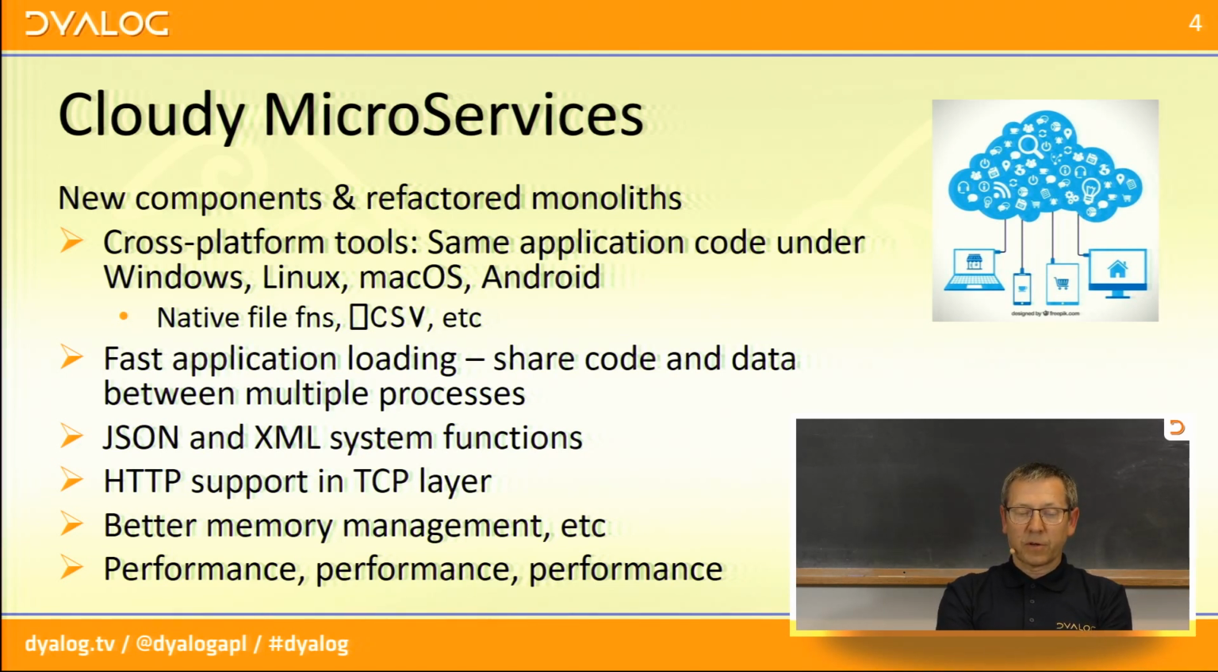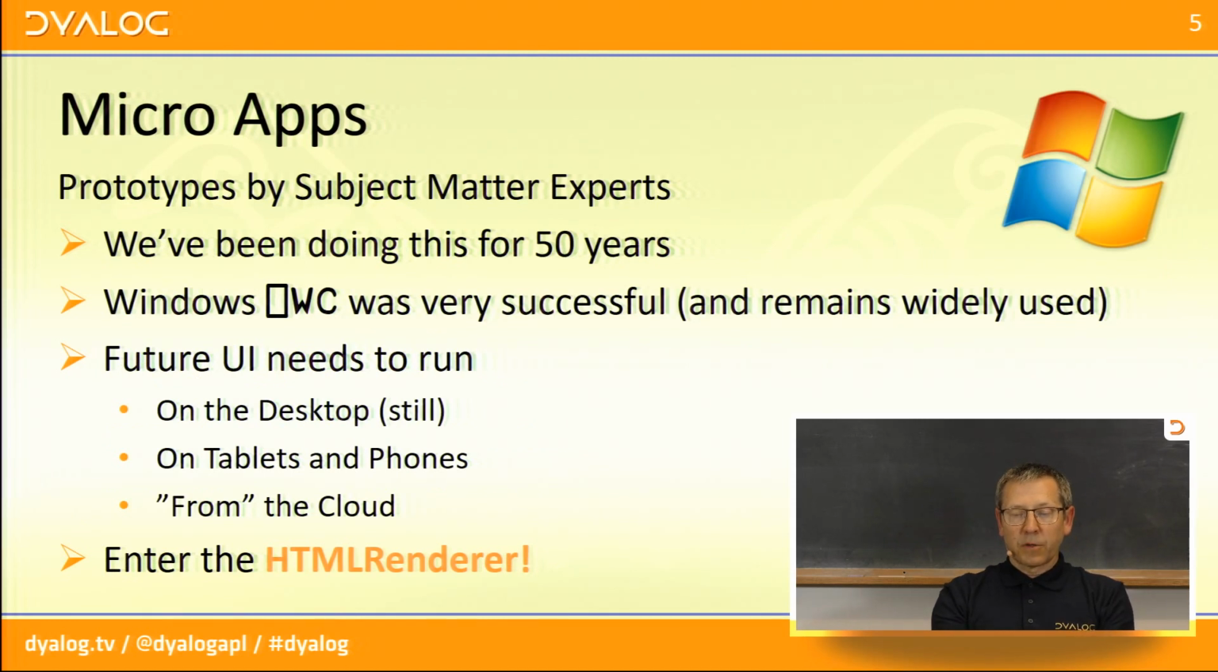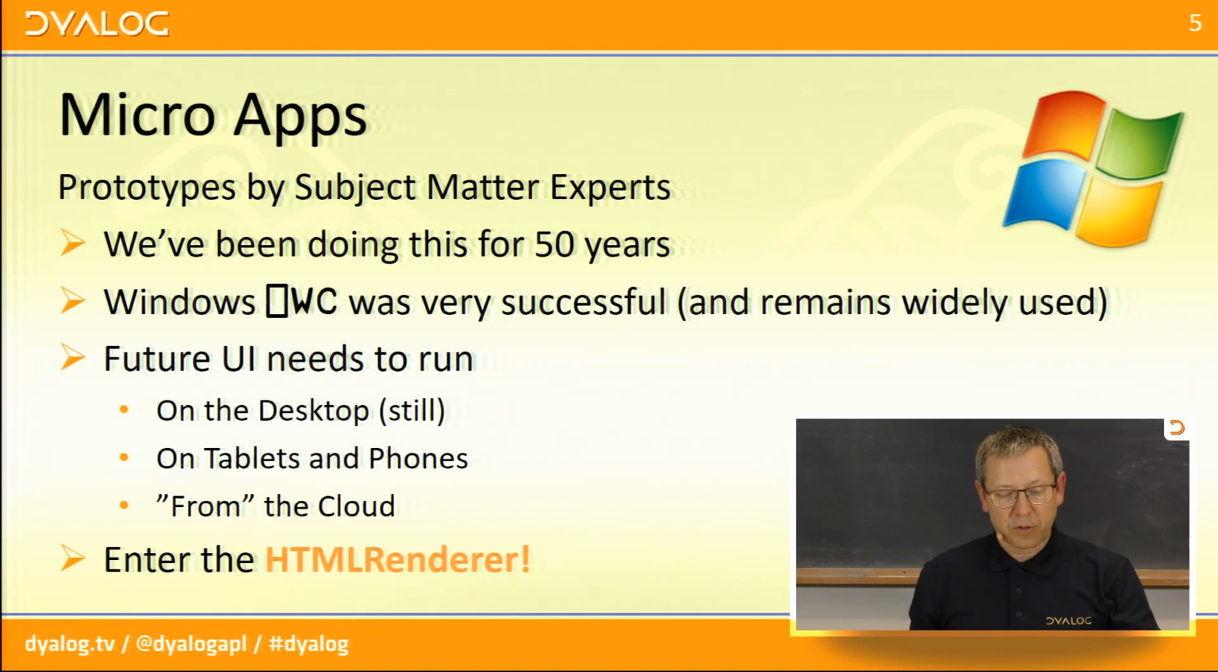Tools to make it easy to share data and have really fast startup of these microservices, memory management, and so on. But the topic, the HTML renderer, is really something that's aimed, I think, primarily at micro apps, though we'll see a few use cases now that it might actually be a useful tool in other situations as well. But the micro apps are sort of really what APL has been doing really well for 50 years. And on Windows, the Quad WC system function for Win32 applications really enabled this kind of development. It was very successful with that.